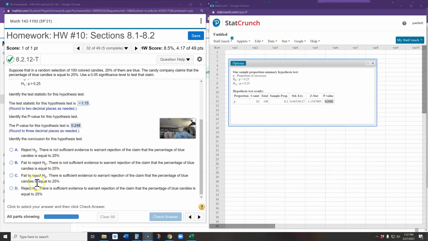And so fail to reject the null is offered in B and C here. If you're failing to reject the null, that means you did not have sufficient evidence to reject it. That's why you failed to reject it. So that's B. Fail to reject the null hypothesis. There is not sufficient evidence to warrant the rejection of the claim that the percentage of blue candies is 25%, as made by the company.